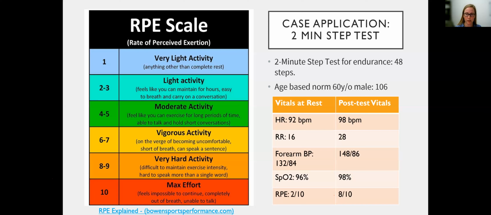His SpO2 is good. But if we look down at his rate of perceived exertion here, at rest even, he's at a 2. So really at rest, we should be a 1 or less. So even just carrying on a conversation or doing very light activity is what he feels like at rest. And this goes significantly up with his activity up into this very hard range. So even though this is just a 2-minute step, this is a lot of work for him, and I think really where we'd want to focus for him.